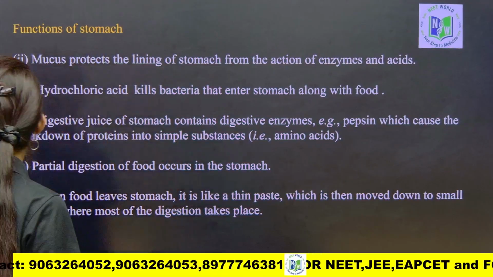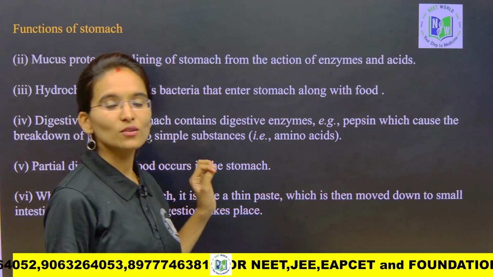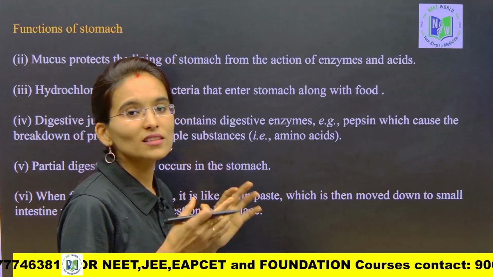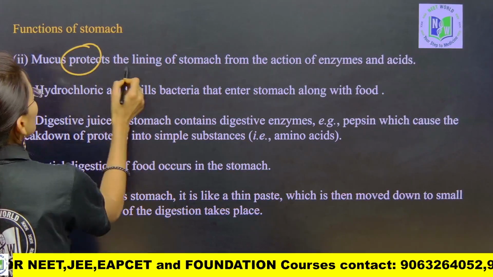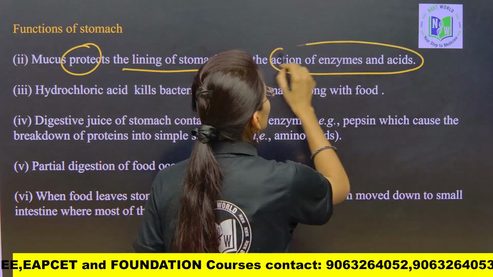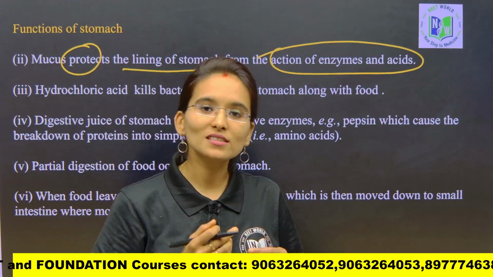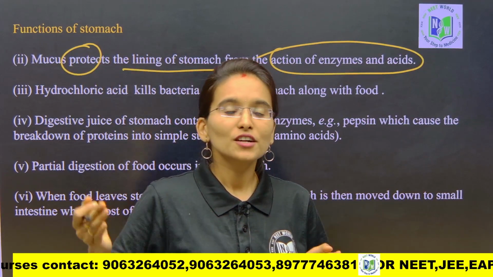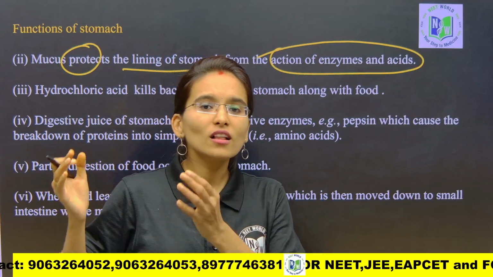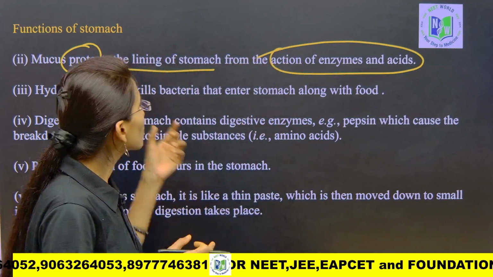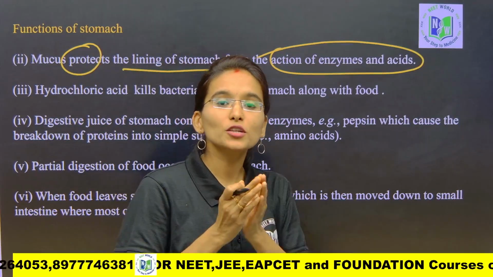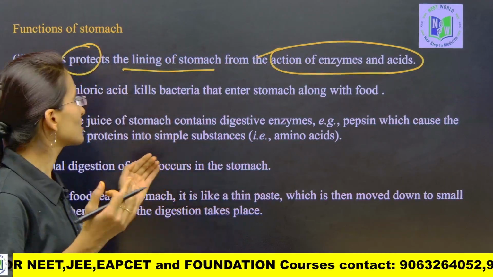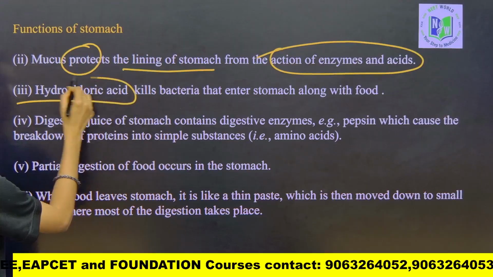First, the stomach is going to secrete the mucus, a mucus-like substance. The mucus will protect the lining of the stomach from the action of enzymes and acids. It is also going to secrete the gastric juice, and some enzymes are secreted during the digestion process by different organs. So the mucus is going to protect the stomach from all the different types of enzymes and digestive acids. Next, hydrochloric acid.